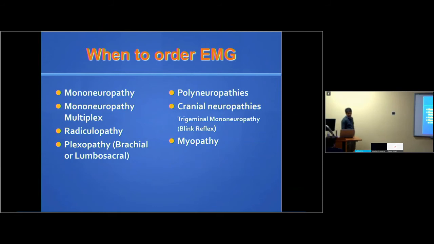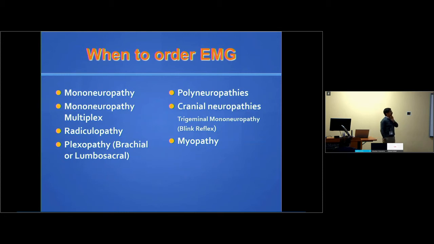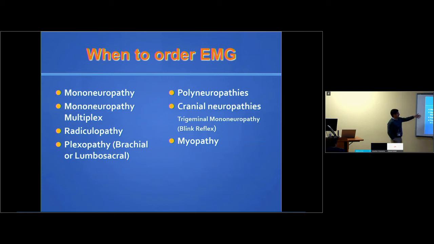So when do you consider ordering an EMG? EMG would be preferred in diagnosing a mononeuropathy. Carpal tunnel syndrome is common. Foot drop from, say, peroneal mononeuropathy or ulnar, or you have multiple mononeuropathies, because that will determine what kind of disease process is leading to it. Radiculopathy, plexopathies, brachial, lumbosacral, peripheral polyneuropathy, or cranial mononeuropathies. Now, for cranial mononeuropathies, the common ones we use are really the 5th and 7th. For 5th and 7th, we do the blink reflex.